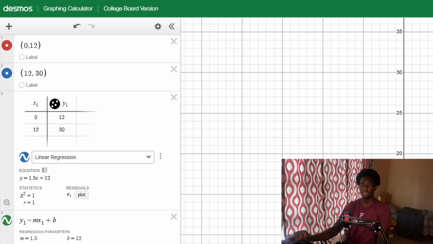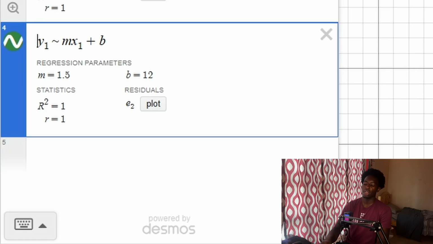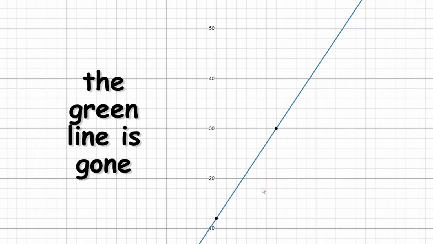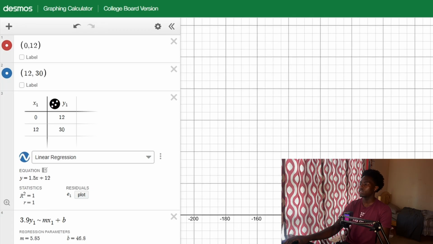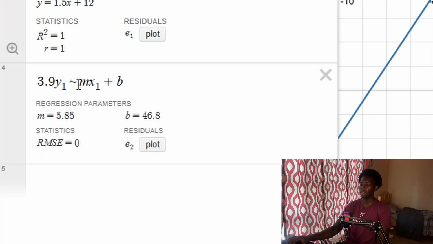What's important to note here is that the question asks that data set F would be multiplied by a factor of 3.9 from data set E. So what we now need to do here is, since this is our y-coordinate, we're taking our y-coordinate and multiplying that by 3.9. We now see that we don't have a line anymore. However, what we do have are parameters for our regression. If we look at the slope-intercept form given to us, we can see that 5.85 is equivalent to m, and 46.8 is what's equivalent to b now.